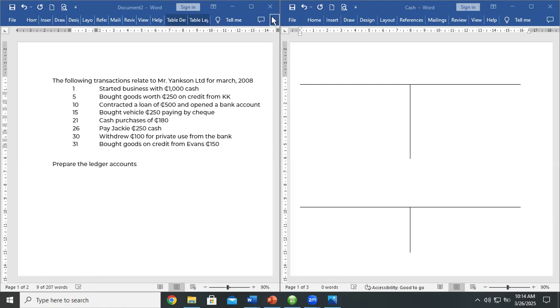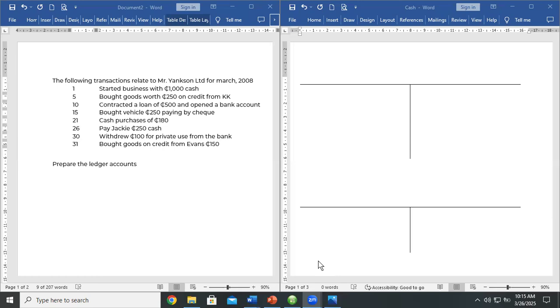The following transaction relates to Mr. Youngson Limited for March 2008. So first March, he started business with 1,000 Ghana cedis cash, and 5th March, he bought goods worth 250 cedis on credit from KK, and 10th March, he contracted a loan of 500,000 and opened a bank account.